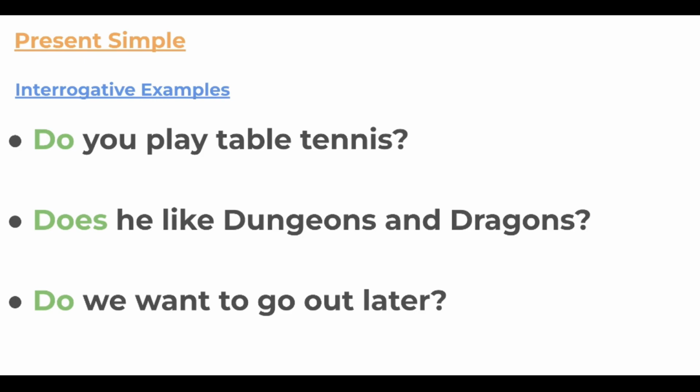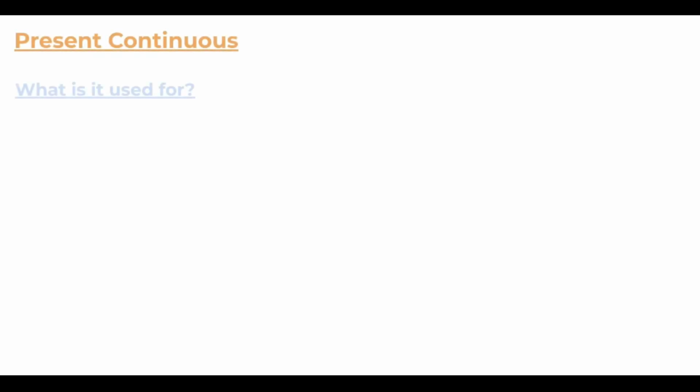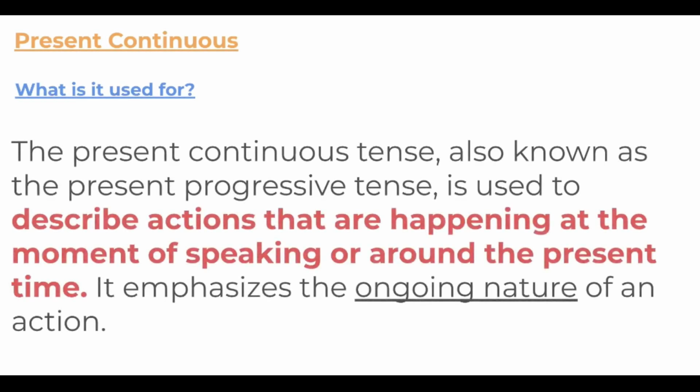Lovely. Okay, so that was the present simple. So hopefully that's clear how we use the present simple. It's quite straightforward compared to other tenses. So we're staying in the present now, but we are moving to the present continuous. Okay, so what is the present continuous used for? Well, it's got two names, the present continuous tense, also the present progressive tense. And it's used to describe actions that are happening at the moment of speaking or around the present time.